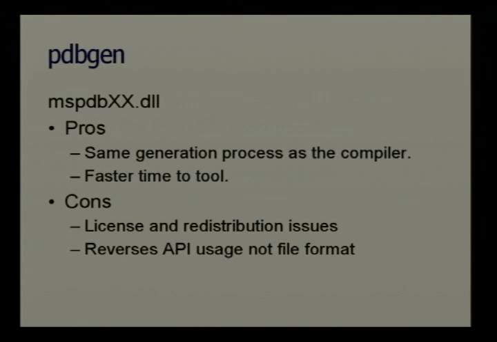So there are some pros and cons, as I was saying. The pro for the MSPDB DLL is that it's the same way the compiler does it. If the compiler changes and we know the API, our PDBs will be the same. This is a faster time to product, or to the plugin. Some of the cons are license and redistribution issues. I can't redistribute this MSPDB file since it's part of Visual Studio. So everyone would have to have a copy of Visual Studio. And yeah, there's the free version of Express, so people could get it that way. But this still isn't really reversing PDBs itself. It's only reversing the API.